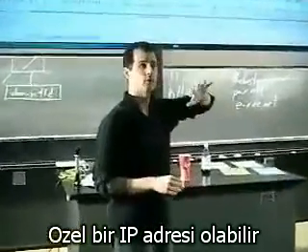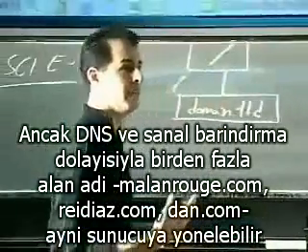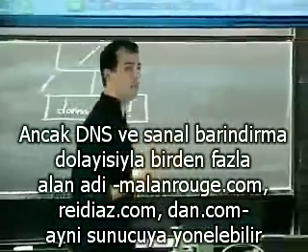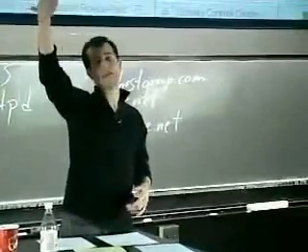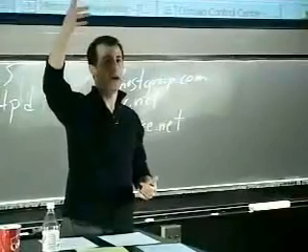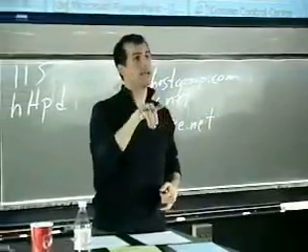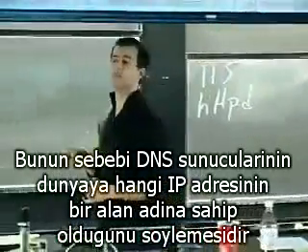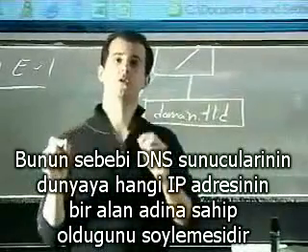Could just be a specific IP address, but for now it's cmus.dreamhost.com. But because of DNS and because of virtual web hosting, as it's called, multiple host names, mailandrouge.com, raydiaz.com, dan.com, can all point to the same server. And it's because DNS servers ultimately tell the world what IP address relates to a domain name.